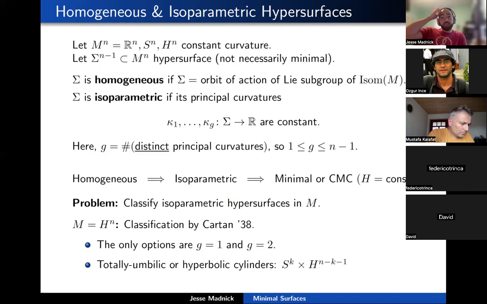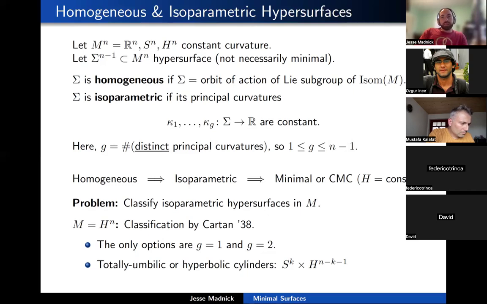You can also ask about the classification in hyperbolic space. This was also done a long time ago. This is due to Cartan. Again, the only options are G equals 1 and 2. Every isoparametric hypersurface in hyperbolic space is either totally umbilic or is what's called a hyperbolic cylinder.